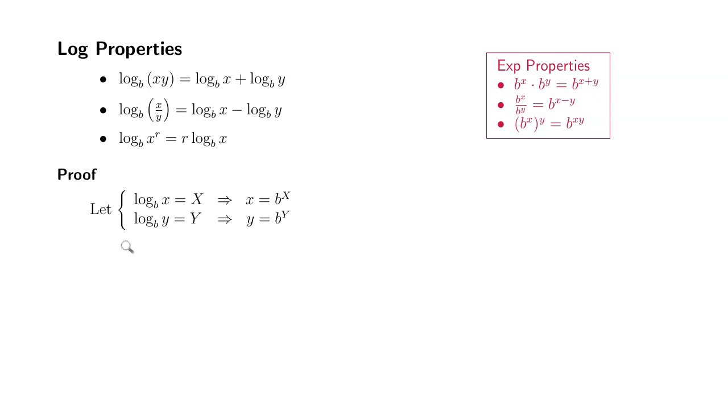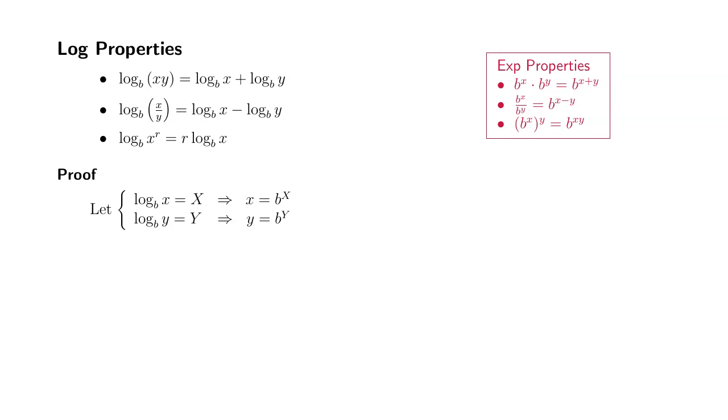I'm going to let log to the base b of x be capital X, and log to the base b of y be capital Y. If you raise b to both sides, we get these equations: x is equal to b to the capital X, and y is equal to b to the capital Y. So let's prove the first one.